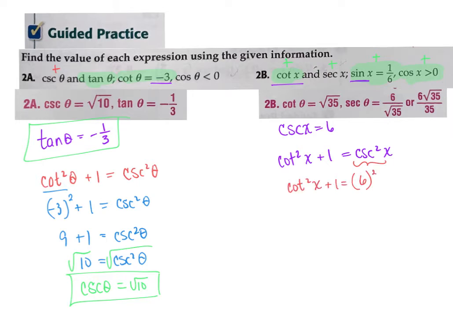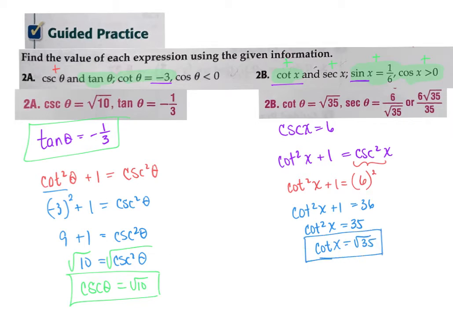So I have this set up. Cotangent squared plus 1 equals 6 squared. So that means the cotangent squared plus 1 should equal 36. Subtract 1. Cotangent squared is 35. So cotangent here is going to be the square root of 35. All right.